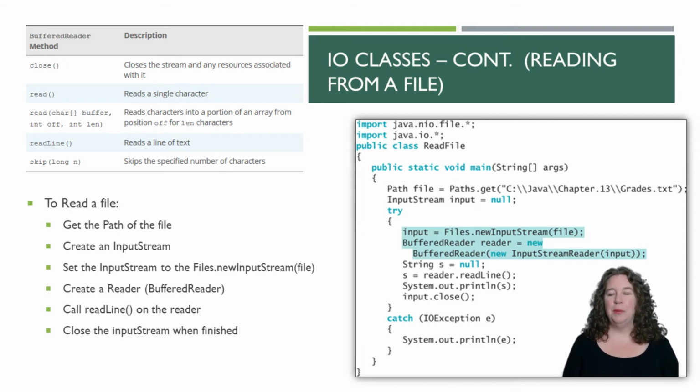So a couple of little levels there. Input stream is the raw data coming from your file. I need to make an input stream reader to read the data from the raw data. And then I'm going to create a buffered reader to buffer that information.